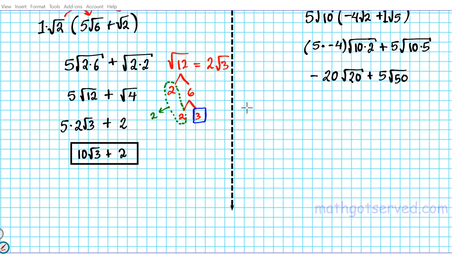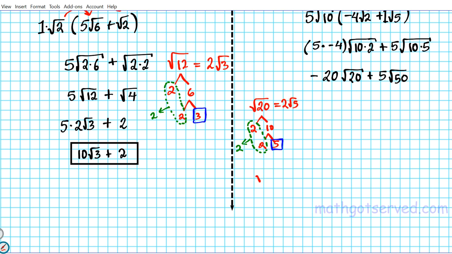So root 20, are there any perfect squares that can be taken out of this radicand? Let's break it down. 2 goes into 20 10 times. 2 goes into 10 5. Ladies and gentlemen, we have a perfect square, namely 2 times 2. So 2 times 2 comes out as a 2, and the 5 stays behind. Root 20 simplifies into 2 root 5.